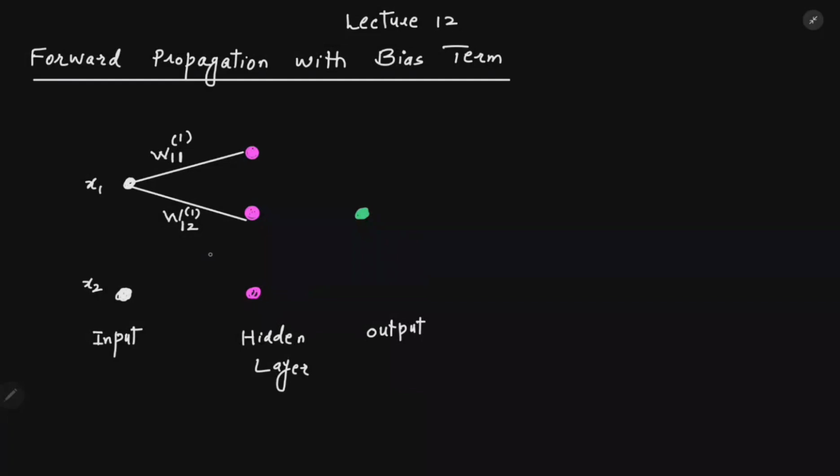So for example, for the third neuron, since this is the connection from input to the hidden layer 1, in the superscript we have 1, and then we have input 1 and the third neuron. This is the first neuron, this is the second neuron, this is the third neuron. So we write the third neuron over here. Symbolically, this becomes 1, 3 in the subscript.